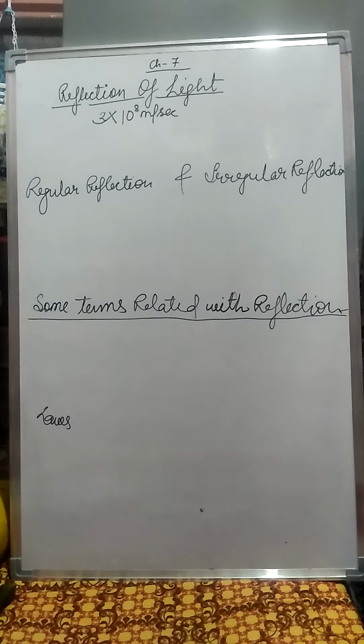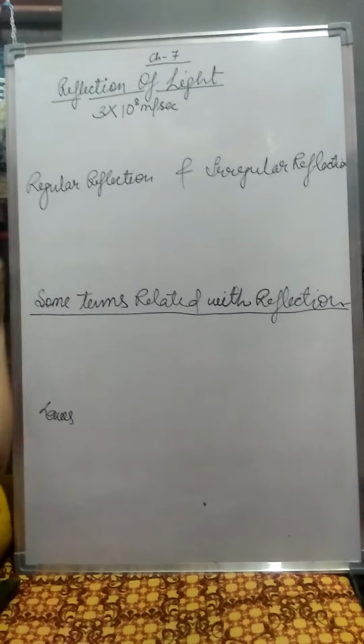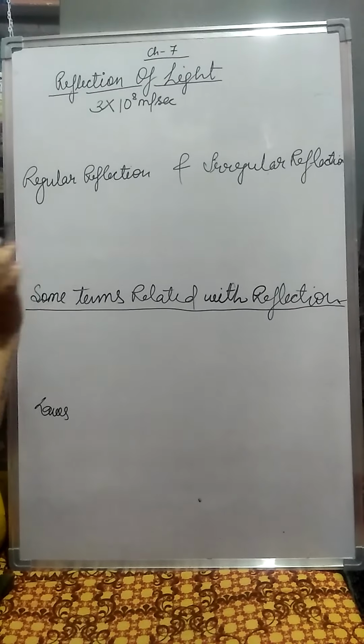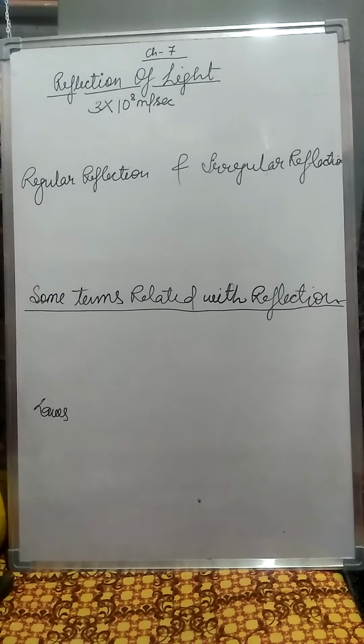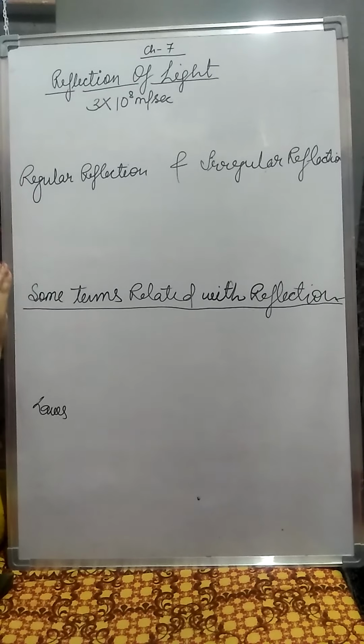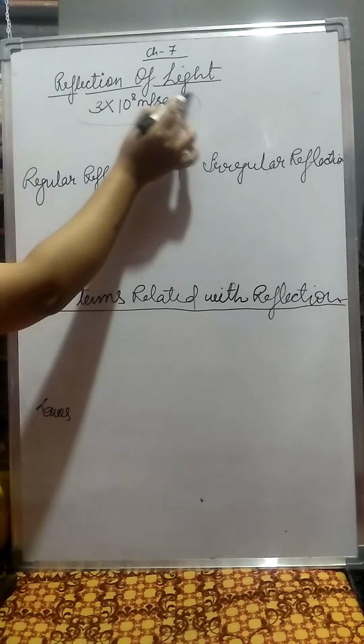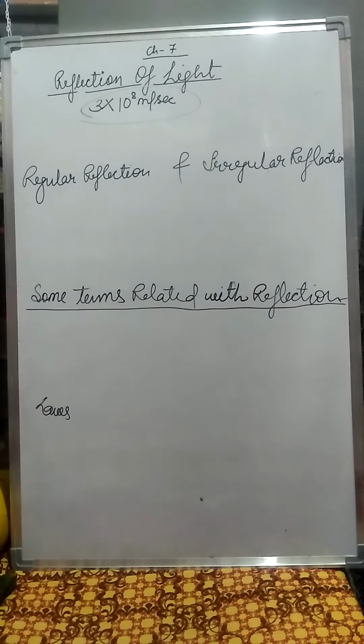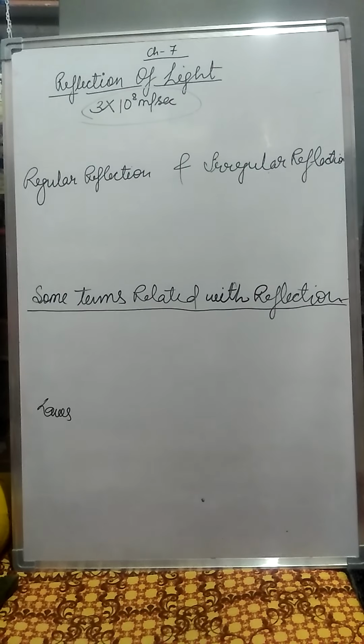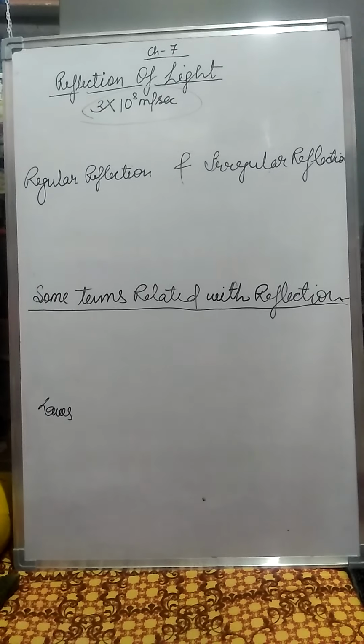Today I am going to begin chapter 7, that is reflection of light. What is light? Light is a form of energy which does not require any material medium for its propagation. It means that it can propagate in vacuum also. The speed of light in air or in vacuum is 3 into 10 raised to power 8 meter per second. It changes from rarer to denser mediums.